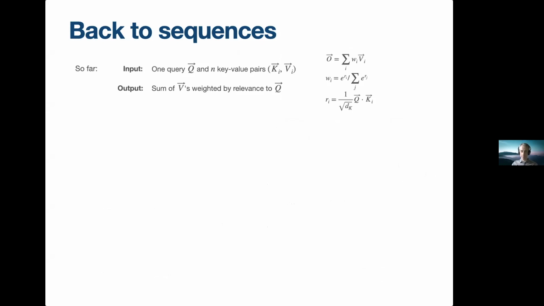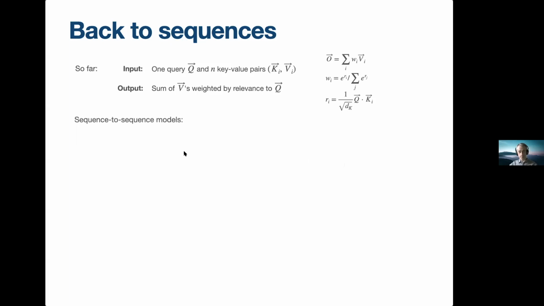We were talking about sequences. So far in discussing attention, we've had one query Q, and a sequence of key-value pairs, K_i and V_i. And we have an output, which, given the query Q, is the sum of the V's weighted according to their relevance to the query Q, as measured by K. So here are our equations.